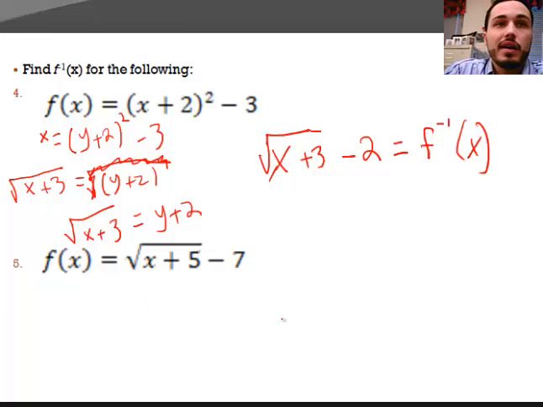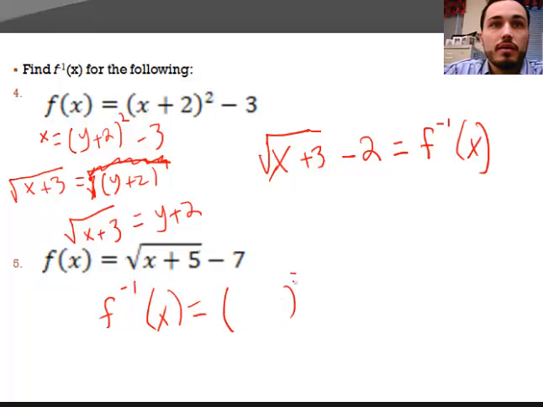So if you want to jump straight to the answer on something, just look at what we just did here. I changed it to square root. The -3 changed to a +3 on the inside. The +2 changed to a -2 on the outside. You could apply that same idea here. This answer is f inverse of x equals, it'll become squared, and it'll be x plus 7 inside the squared, and it'll be -5 outside of it.